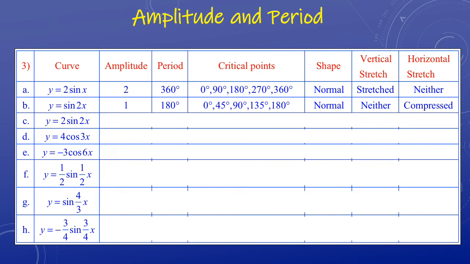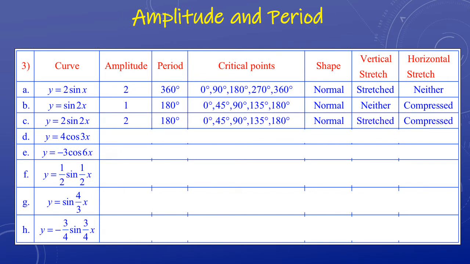In B, we have y equals sine of 2x. Here our amplitude is the coefficient of the sine, which is 1, and the period is 360 degrees divided by 2, or 180. Making the critical points 0, 45, 90, 135, and 180. Again, this is a normal curve. It is neither stretched nor shrunk because the amplitude is 1, and the curve is compressed because the period is 180 degrees.